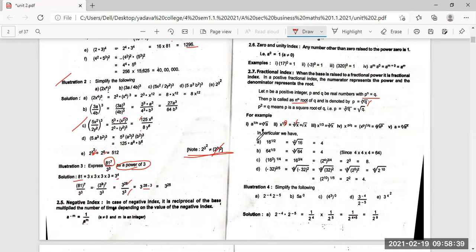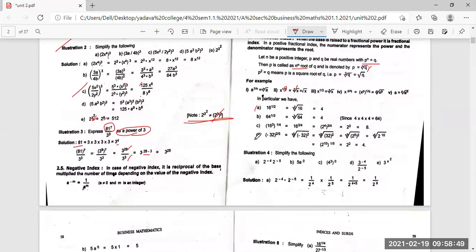When coming to the problem, 16 to the power of 1 by 2, square root of 16, nth root is 2. 64 to the power of 1 by 3, cube root of 64. Then 16 to the power of 3 by 4. How to write it? 2 to the power of 4 is 16, the whole power of 3 by 4. So when we cancel these 4s, you will be getting 2 to the power of 3.